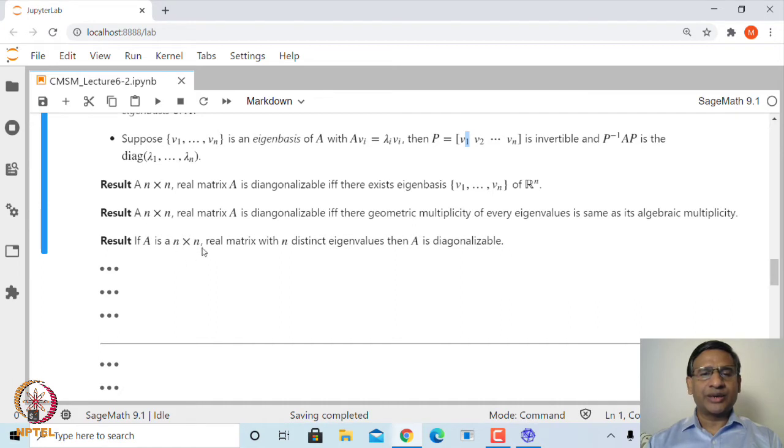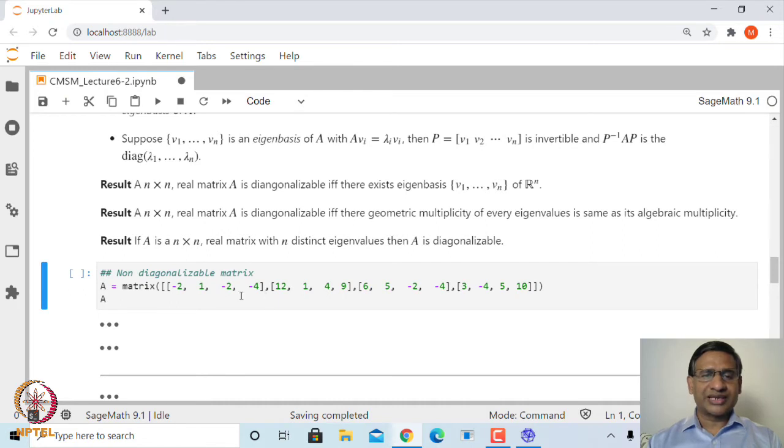And in case you have n distinct eigenvalues, one can show that eigenvectors corresponding to distinct eigenvalues are linearly independent, and if it has n distinct eigenvalues, then you will get n eigenvectors, one corresponding to each eigenvalue, and they are linearly independent. So, it will form a basis of Rn, and hence matrix A is diagonalizable. So, these are some simple results which tell you when a matrix is diagonalizable, and not only that, how you can diagonalize a matrix.